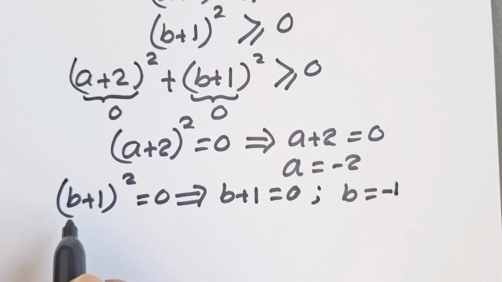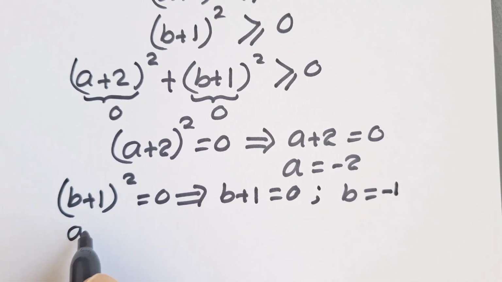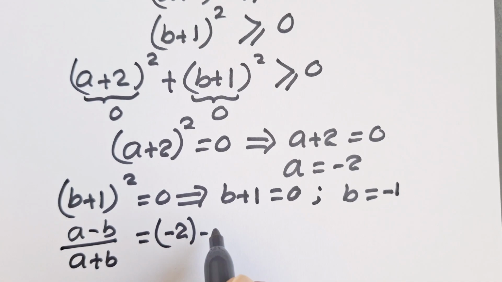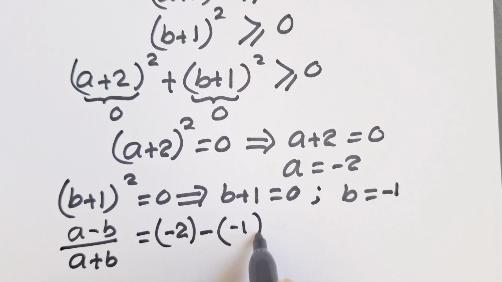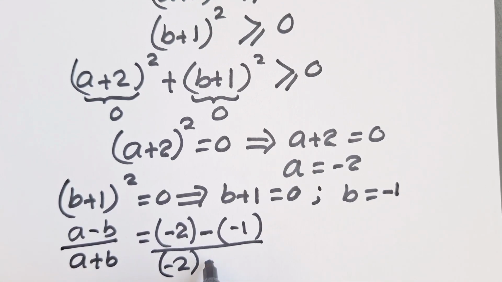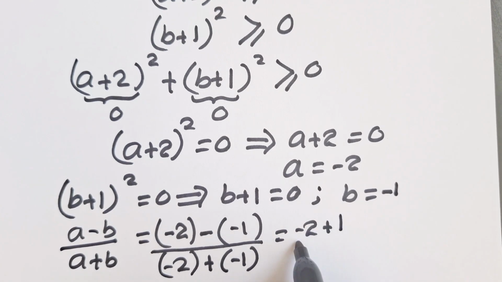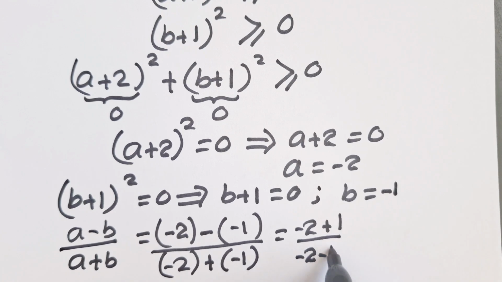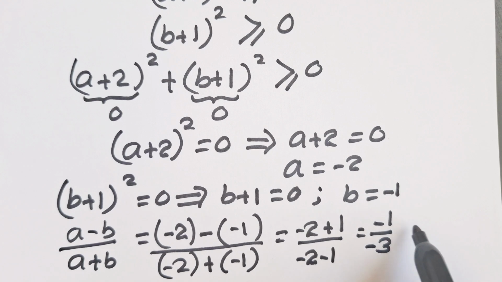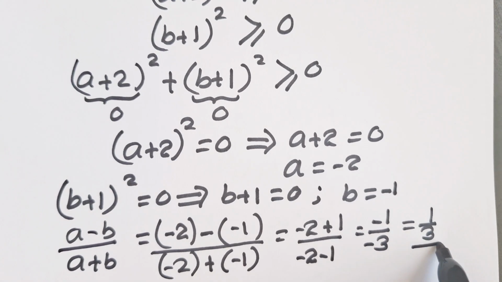Now we can find the value for (a minus b) divided by (a plus b). So a is equal to minus 2, minus b is equal to minus 1, divided by a is equal to minus 2, plus b is equal to minus 1. Minus 2 plus 1 divided by minus 2 minus 1. Then minus 1 divided by minus 3, which is equal to 1 over 3. This is our final answer.